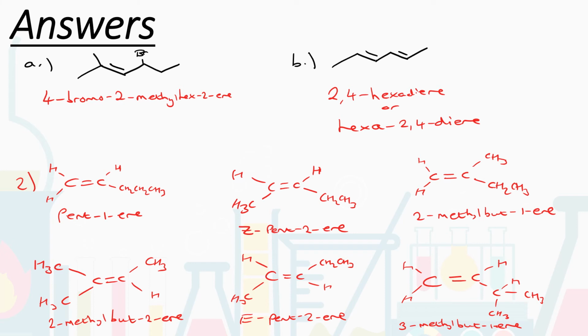So the name of this could be named as either 2,4-hexadiene or hexa-2,4-diene. So note how we've numbered both double bonds. So we have 2, 4, and we have the diene.